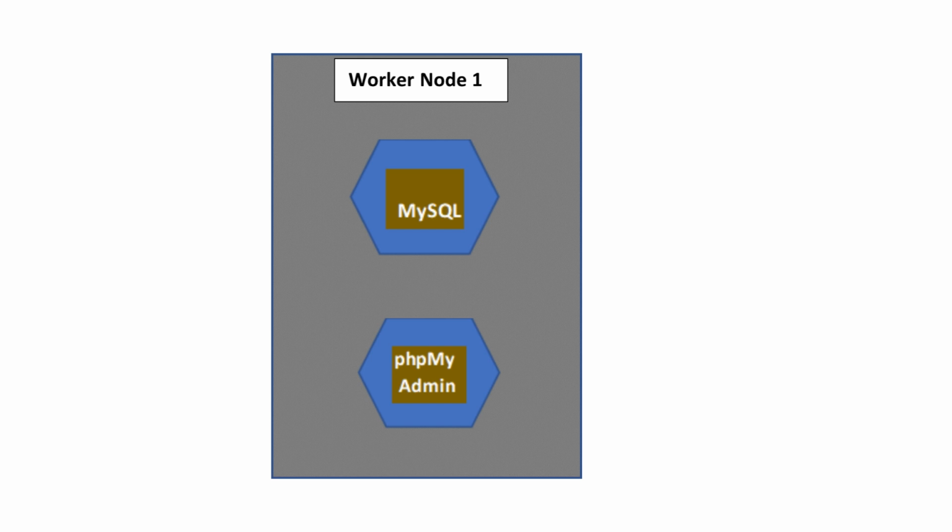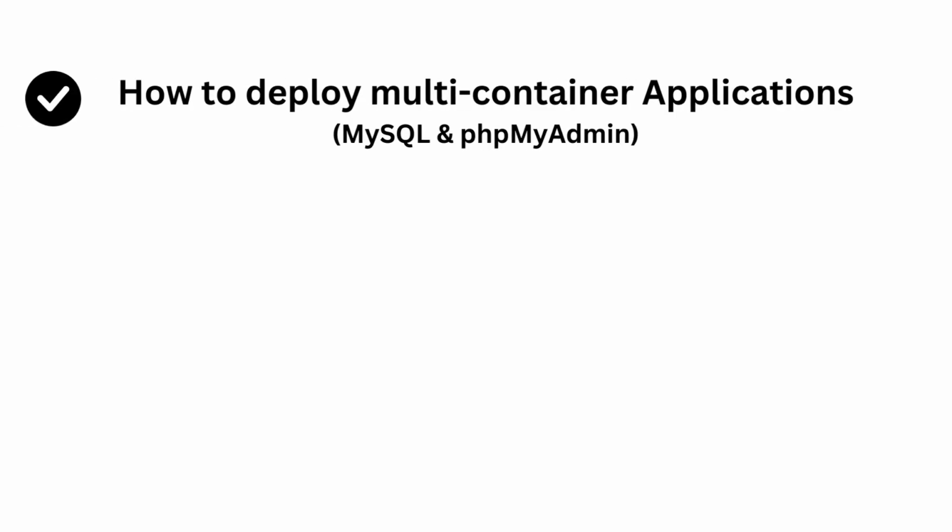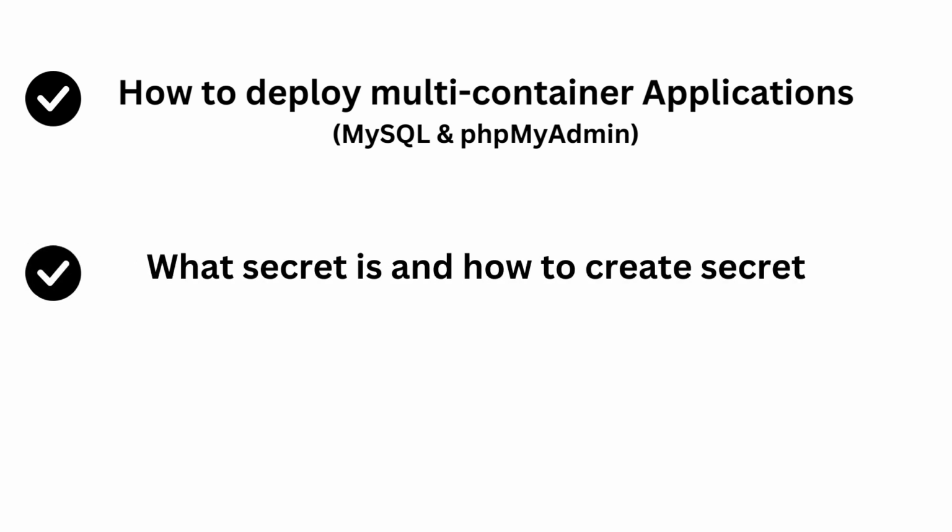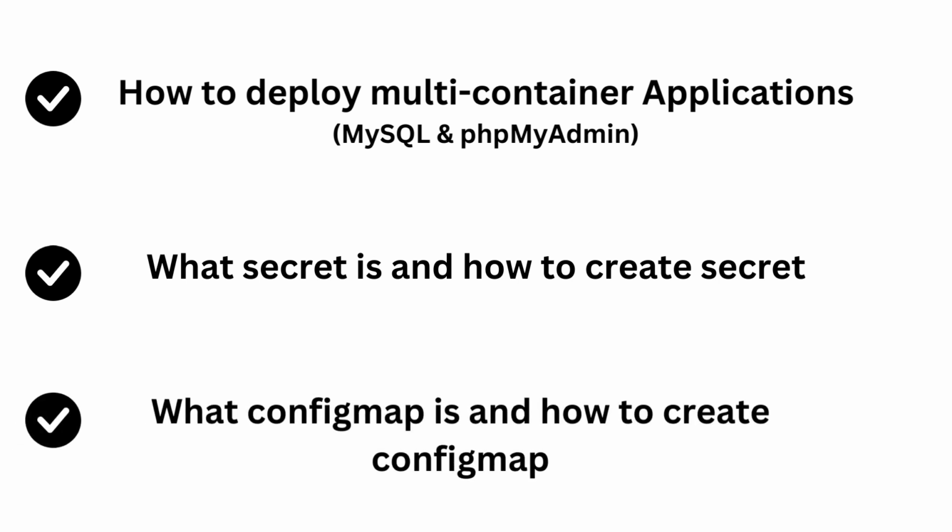All right. So in this lesson, we're going to learn the following. We're going to learn how to deploy a multi-container application, which of course is MySQL and PHPMyAdmin. We're also going to learn how to create a secret, and how to create a config map. In this project, I'm going to be acting as the Scrum Master and the product owner. I'm just kidding.